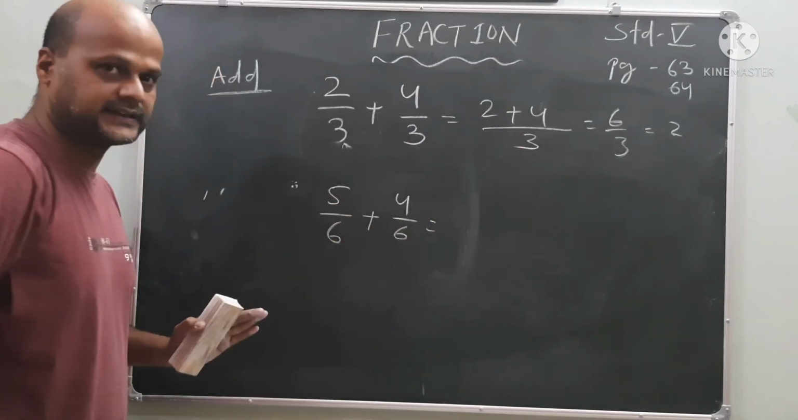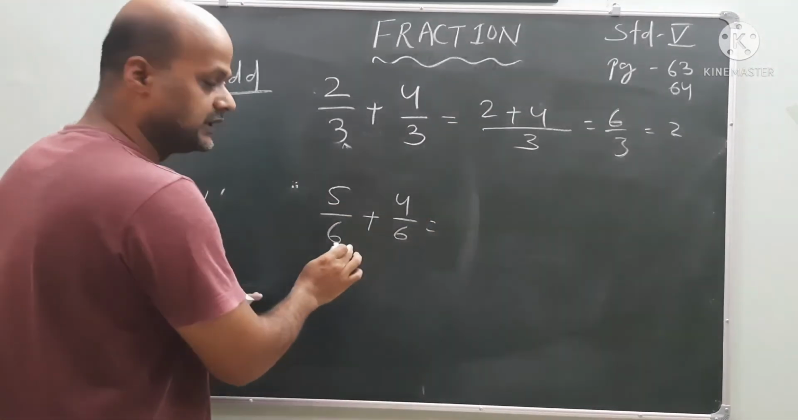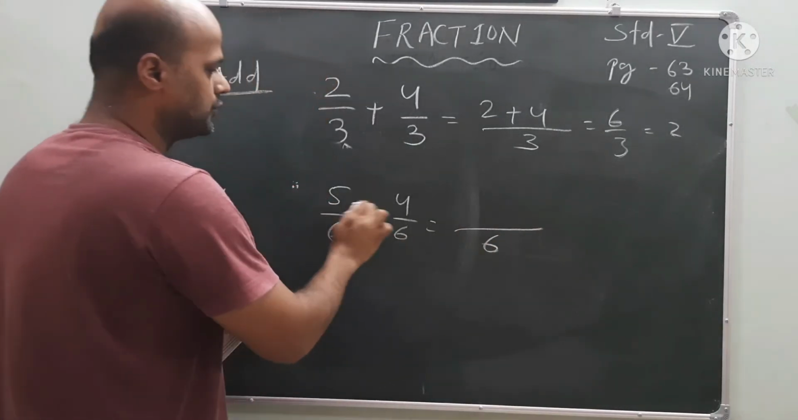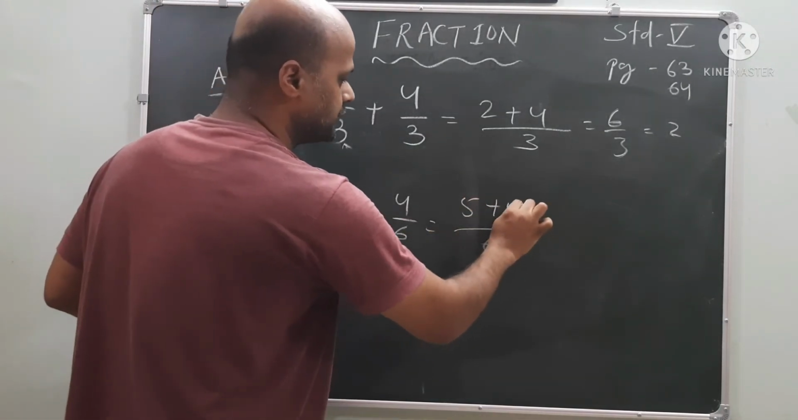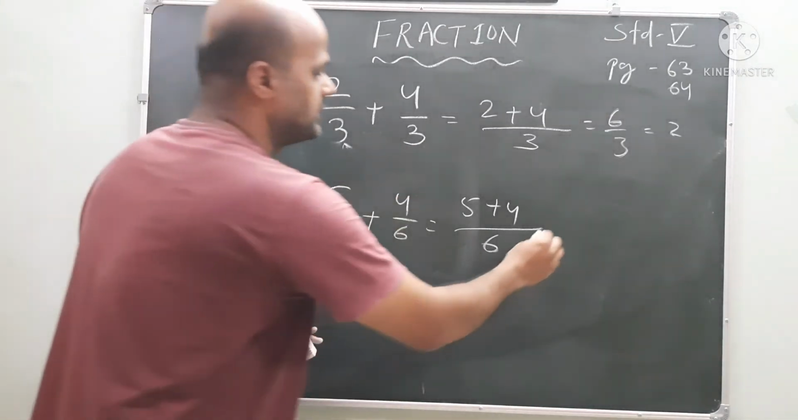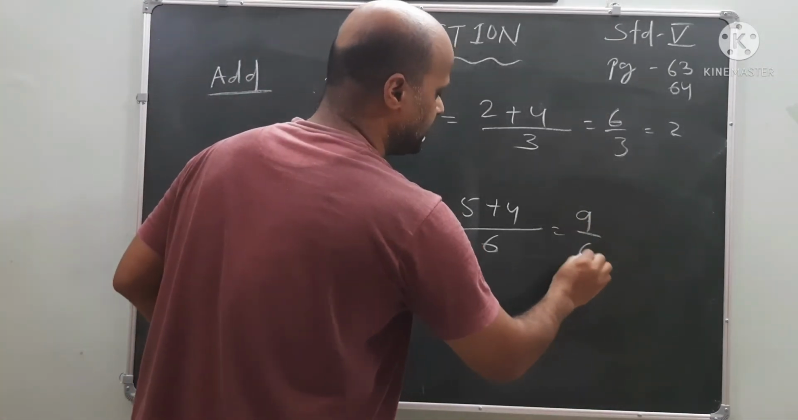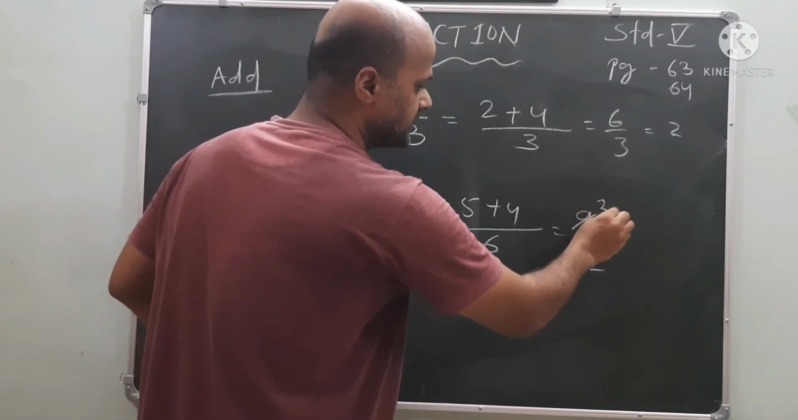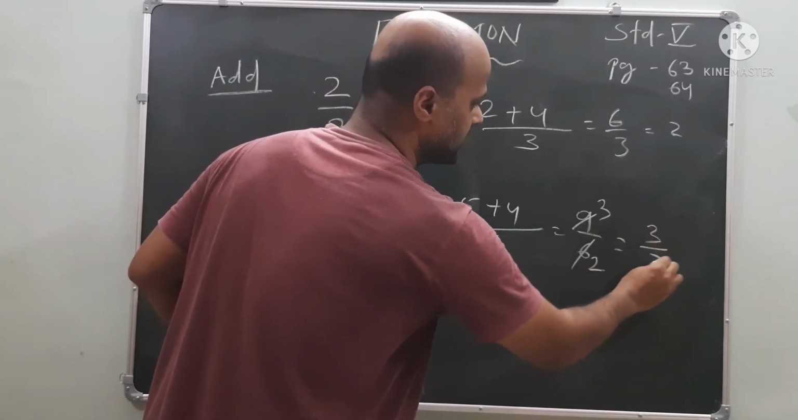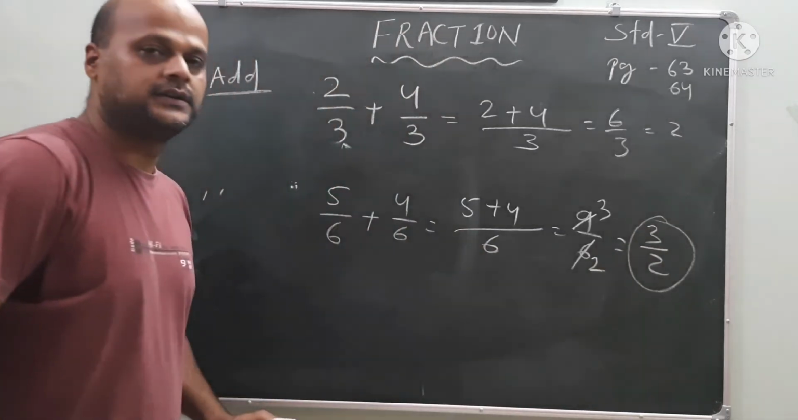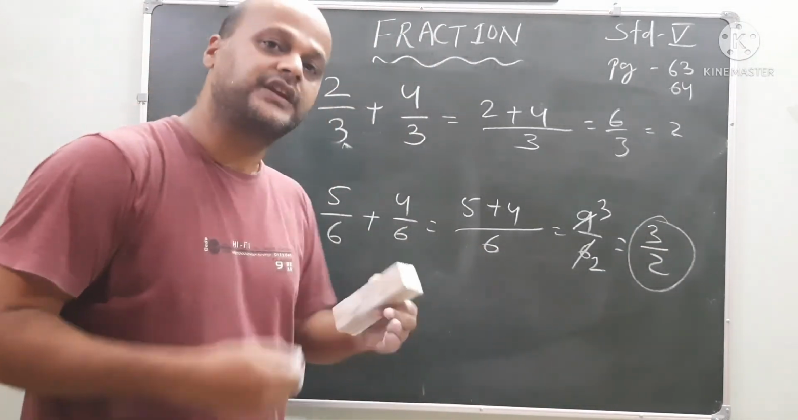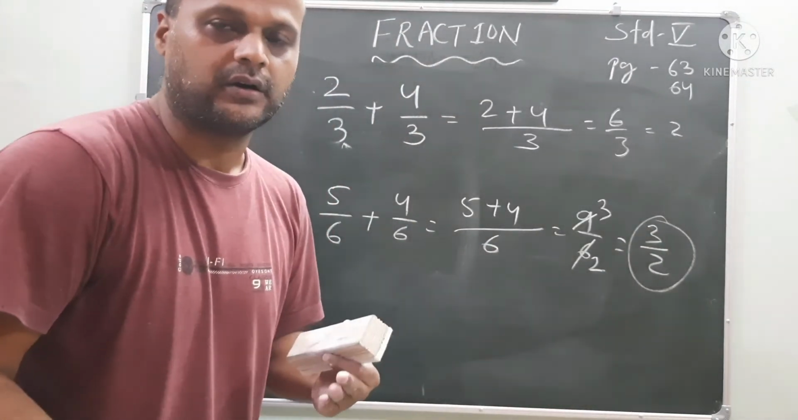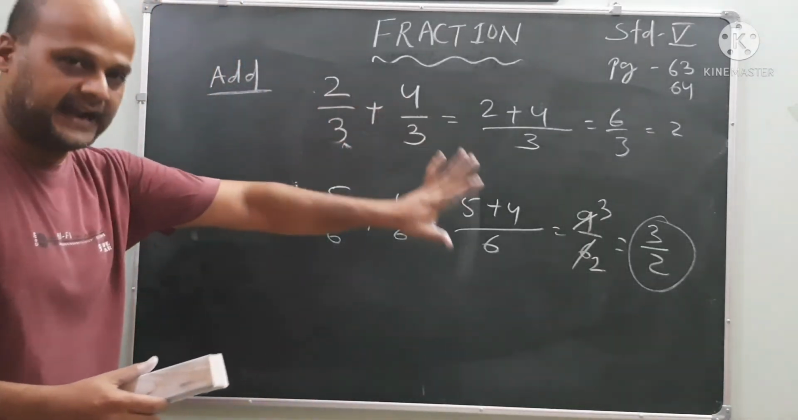In this example, the same thing is there. Both the denominators are the same, 6. Numerators will be added, 5 plus 4, and the answer is 9 by 6. But these two are divided: 3 twos are 6, 3 threes are 9. 3 by 2. Which fraction is it, my dear friends? Improper fraction. We can change it to a mixed fraction also. Okay, so this is addition.